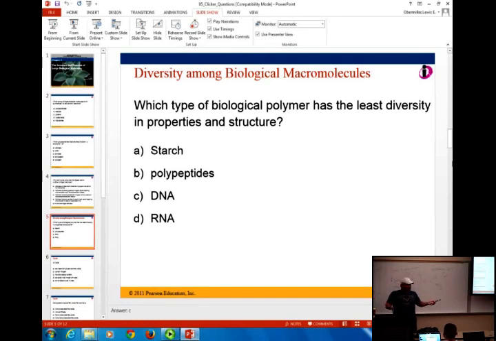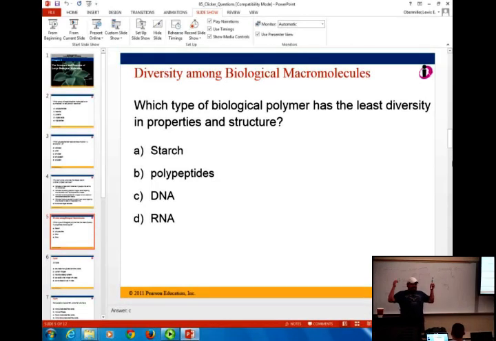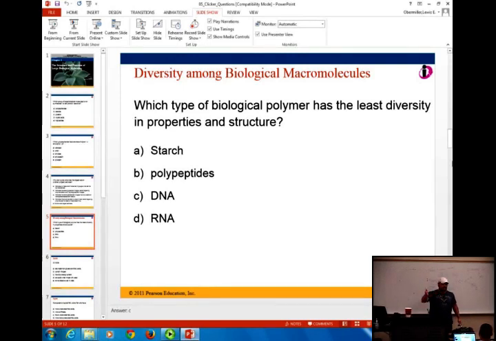Polypeptides are amino acids, right? You can have all kinds of R groups in any order, right? Again, it's like having an alphabet with one letter. How would you read your book if it just said A? Versus varying the letters, like DNA and RNA and proteins.